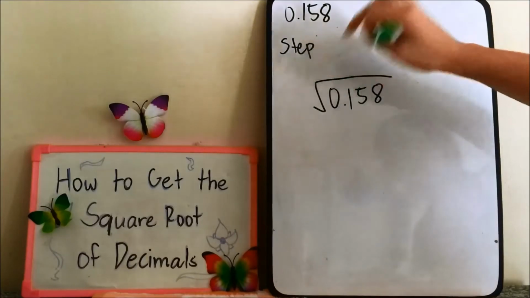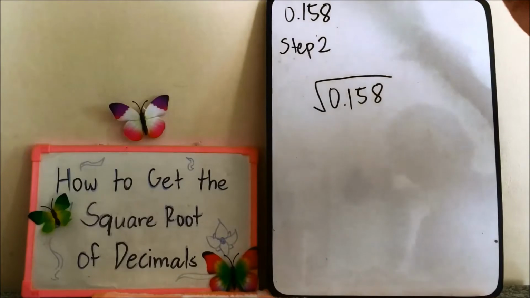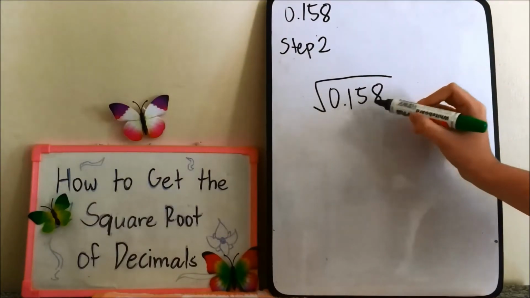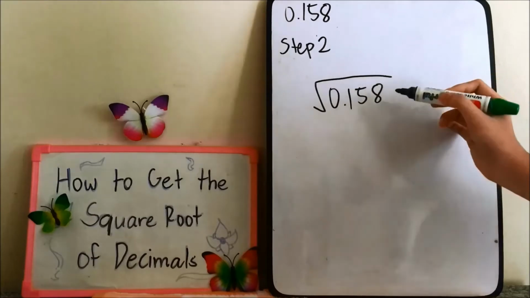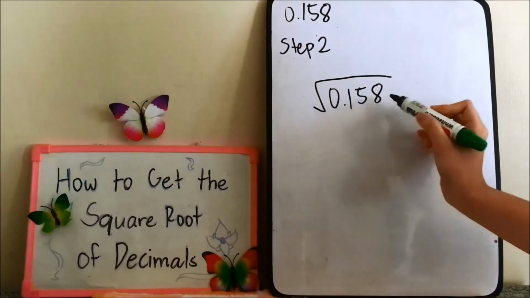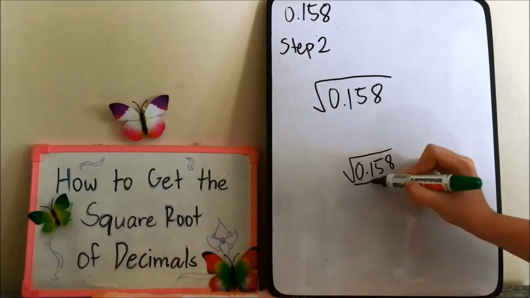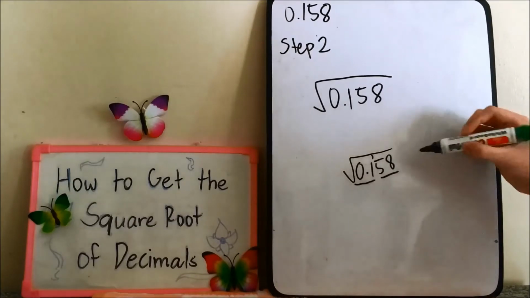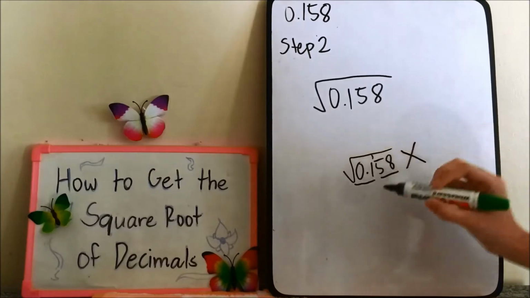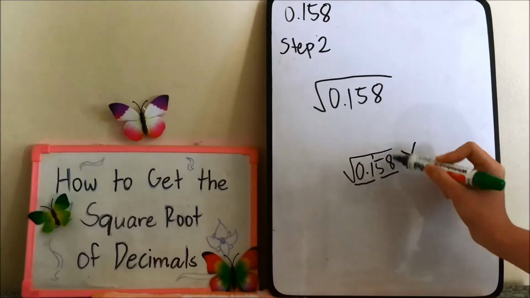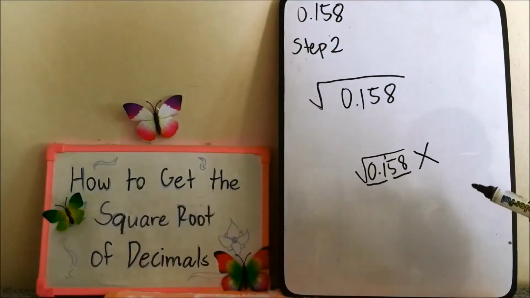On to our next step, step number 2. So for step number 2, each digit must have a pair. But how do we pair the digits of a decimal? Should it be like this? No, it should not be like this. 0.1 cannot be a pair. 58 cannot be a pair. So how do we pair this?